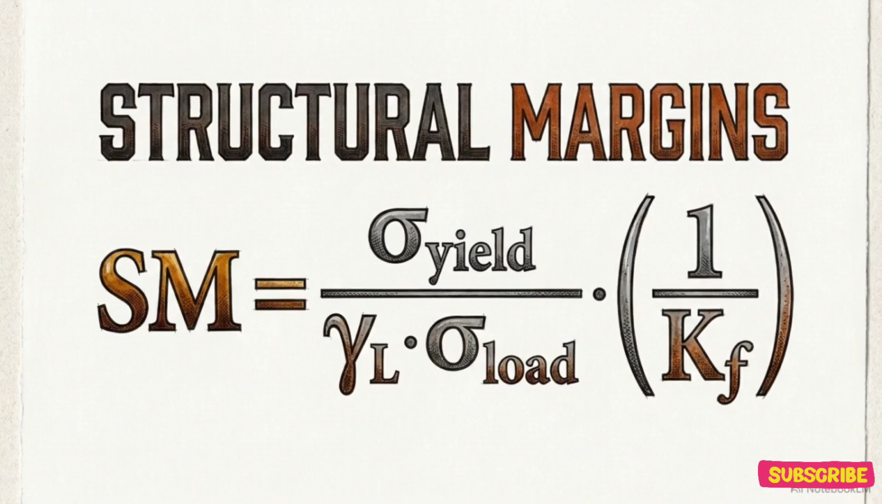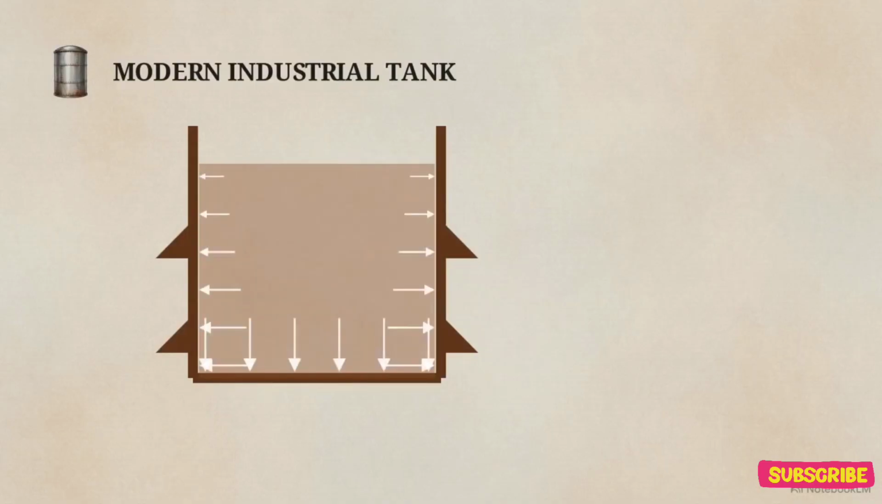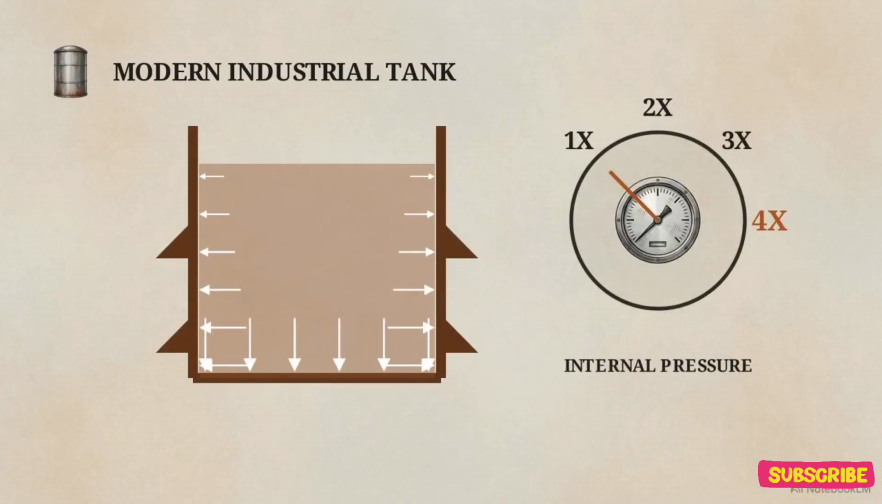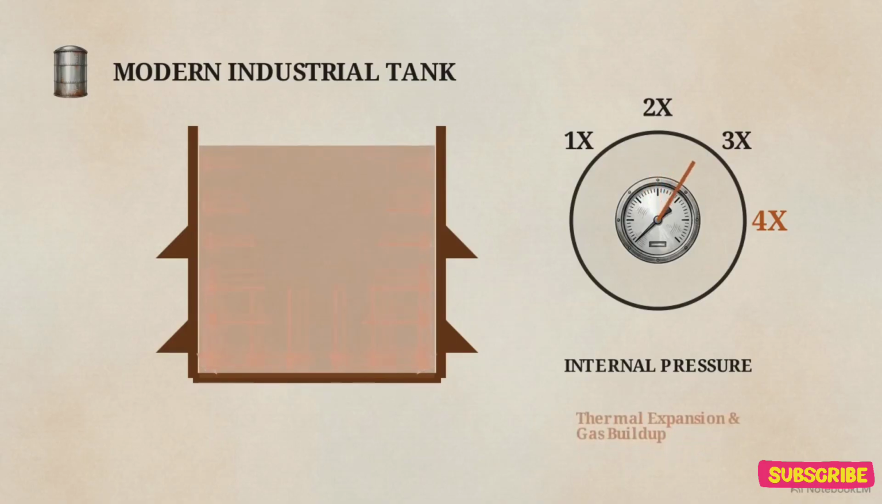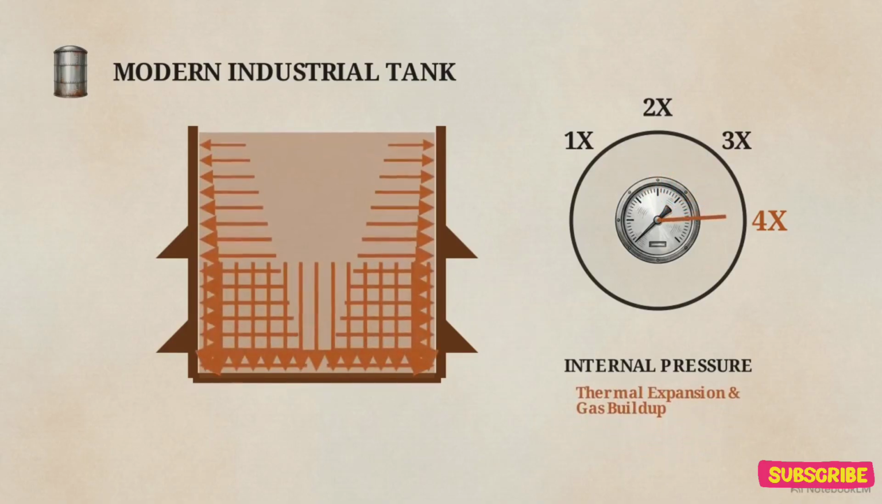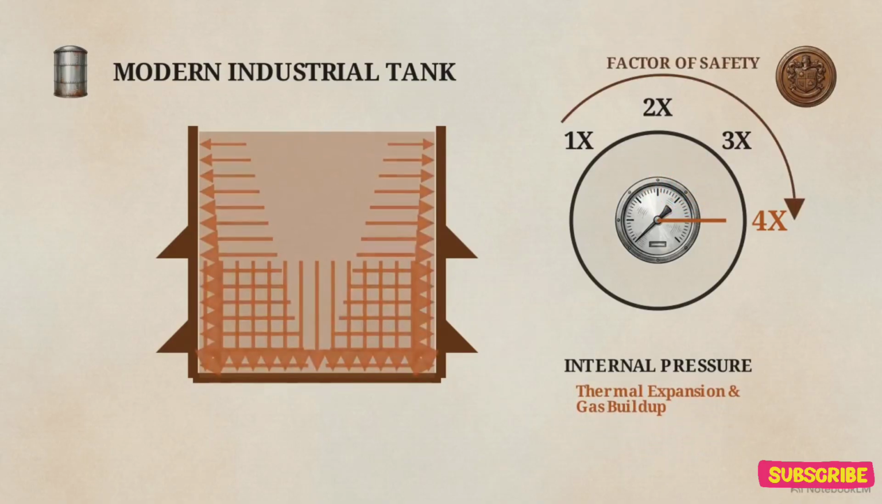The disaster also led to the standardization of rigorous factor of safety calculations for all pressure vessels and storage tanks. Today, tanks are engineered to withstand 3 to 4 times their maximum expected hydrostatic load. This ensures they can absorb unaccounted thermal expansions or internal gas buildups without breaching their structural boundaries.